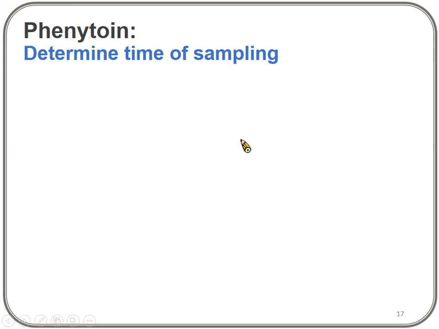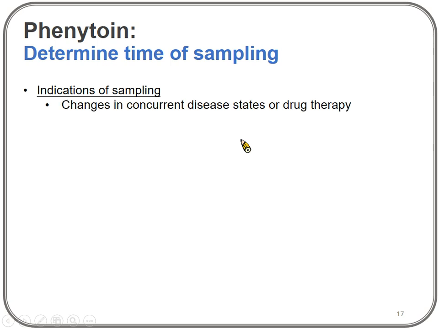And in terms of the important timing of when we should order a blood draw to check the phenytoin level, there are several indications for sampling. First, when there is any change in the concurrent disease status or the drug therapy, if the patient has changed clinically from stable to seizing again, or if you just changed the therapeutic regimen and need to ensure it is effective, then you have to follow by ordering a blood phenytoin level.